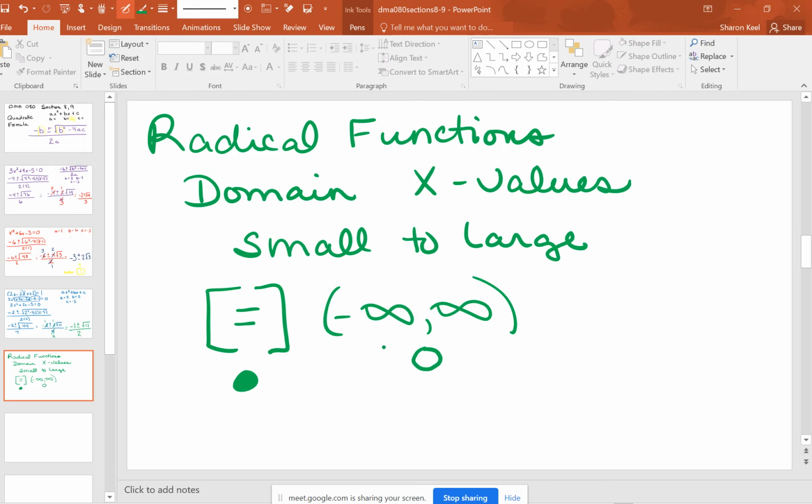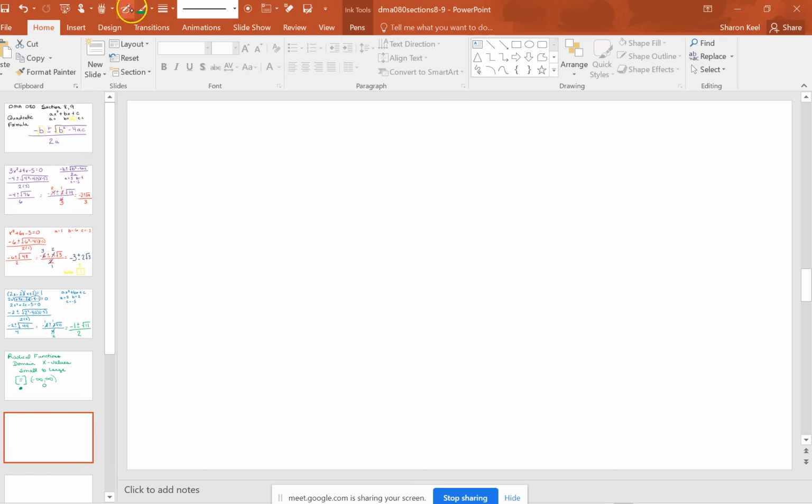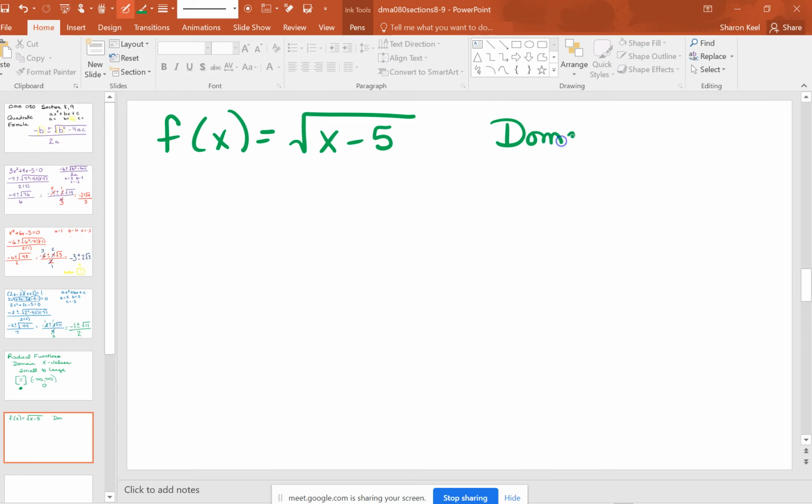So what's going to happen is you will have an equation that may look like this. You will have, say, f of x is equal to the square root of x minus 5, and we want to determine the domain and write it in interval notation. So what we're looking for is the domain.